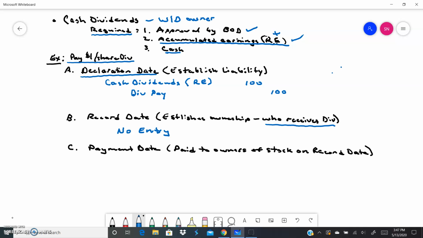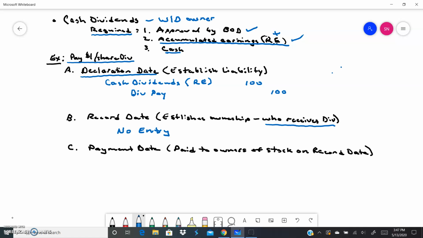The payment date is then the date, and it would again be probably a month after that, upon which payment occurs. Of course, the dividend is then paid to the owners of the stock on the record date. So anybody who owns the stock on the record date would then get paid the dividend.